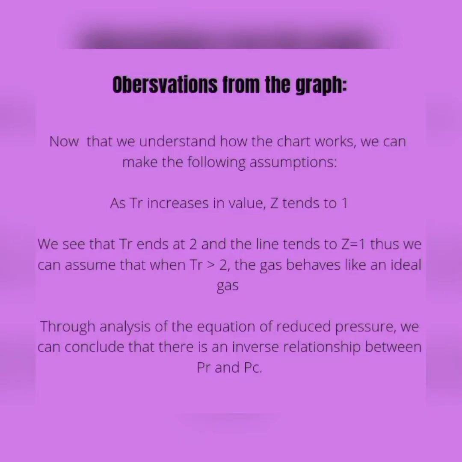Observations from the graph. Now that we understand how the chart works, we can make the following assumptions. As TR increases in value, Z tends to 1. We see that TR ends at 2 and the line tends to Z equals 1. Thus, we can assume that when TR is greater than 2, the gas behaves like an ideal gas. Through analysis of the equation of reduced pressure, we can conclude that there is an inverse relationship between PR and PC.